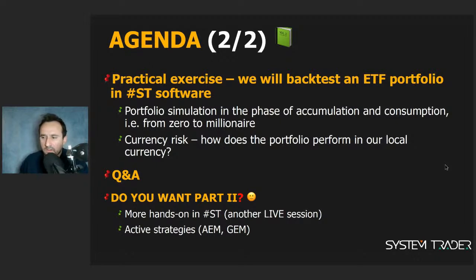So when we are younger, when we are building our capital, and then the phase of consumption when we have that capital from which we want to live. I will also mention the currency risk, because if you are especially investing globally, then it means that you are exposed to different currencies. So there is some risk, and it's good to understand that risk and measure that risk. And if there are any questions, I will also answer them.